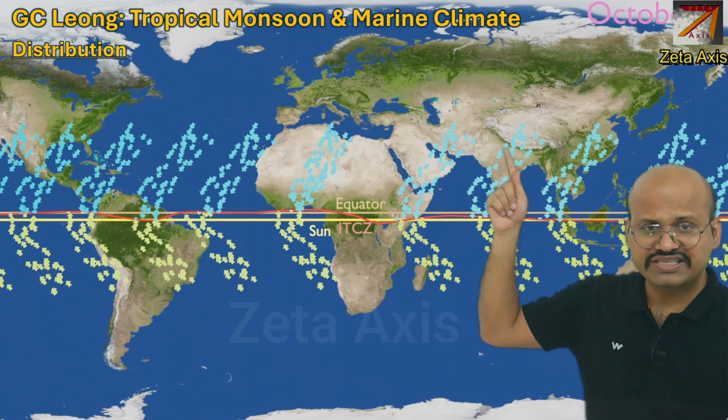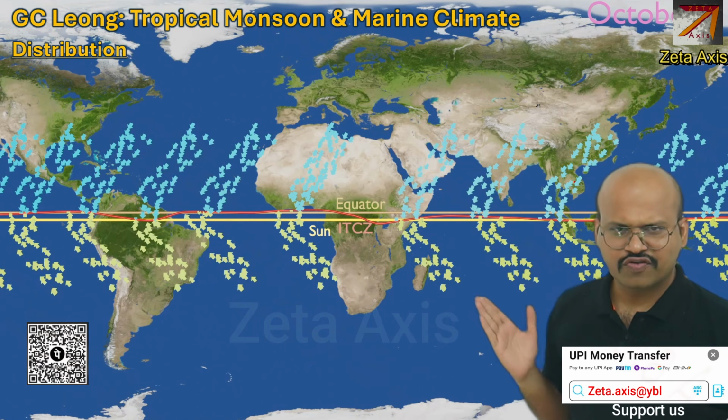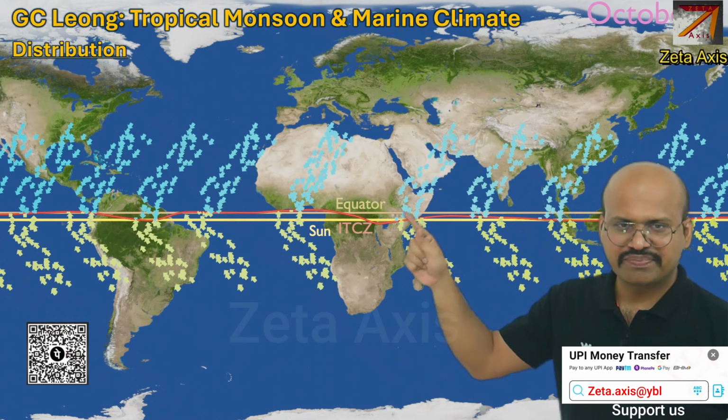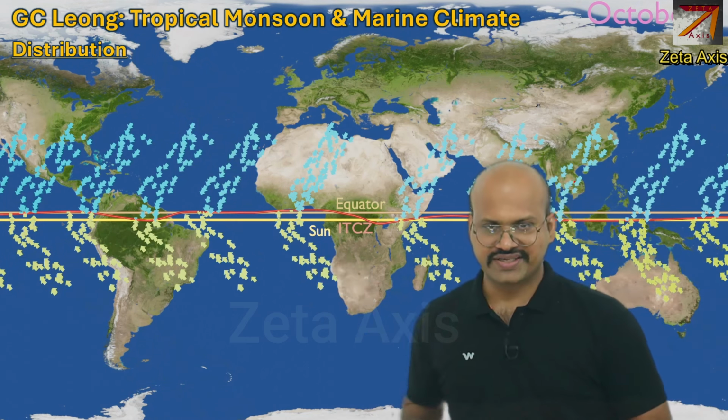We can see these are the easterly trade winds. Both of these trade winds, in both hemispheres, flow from the eastern direction, and they meet at the ITCZ, where they rise up and give rainfall along the ITCZ.